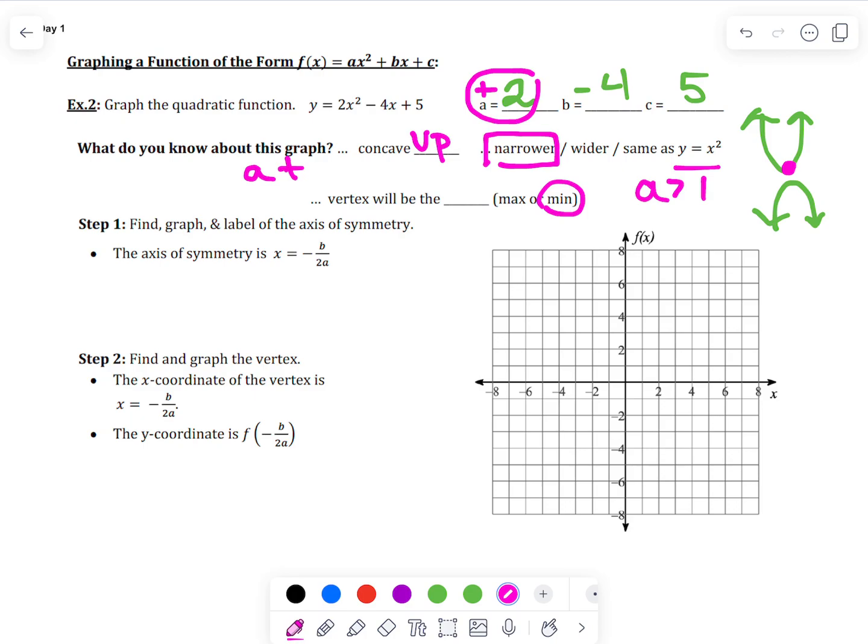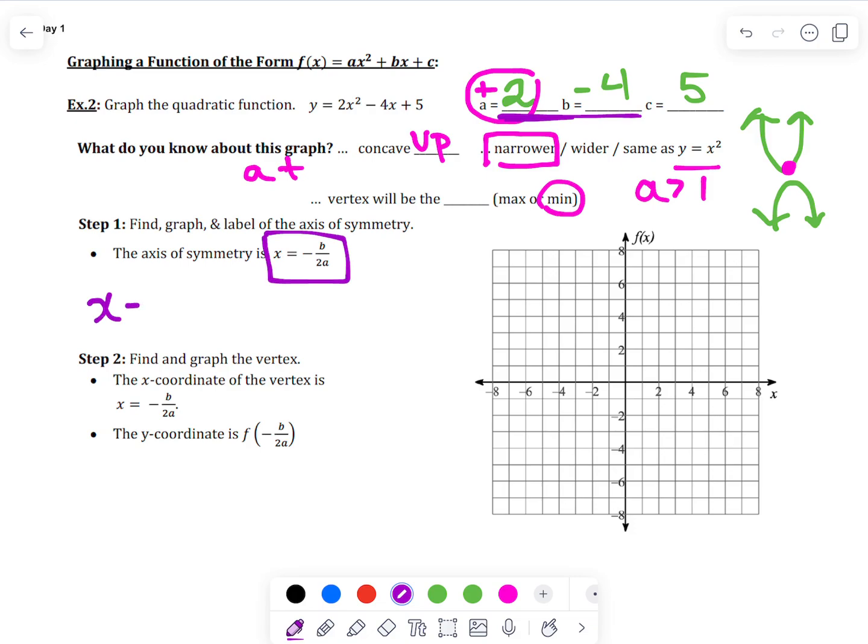Now let's go ahead and do our steps. So we want to identify the axis of symmetry. There's an equation we do need you to memorize: x equals negative b over 2a. We're going to substitute our b and a from up above into this equation.